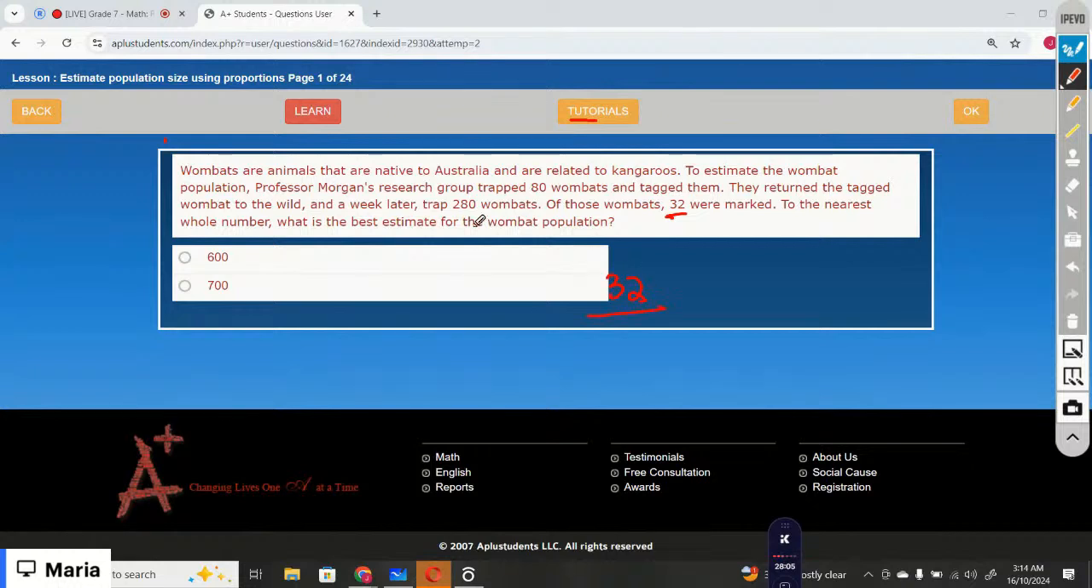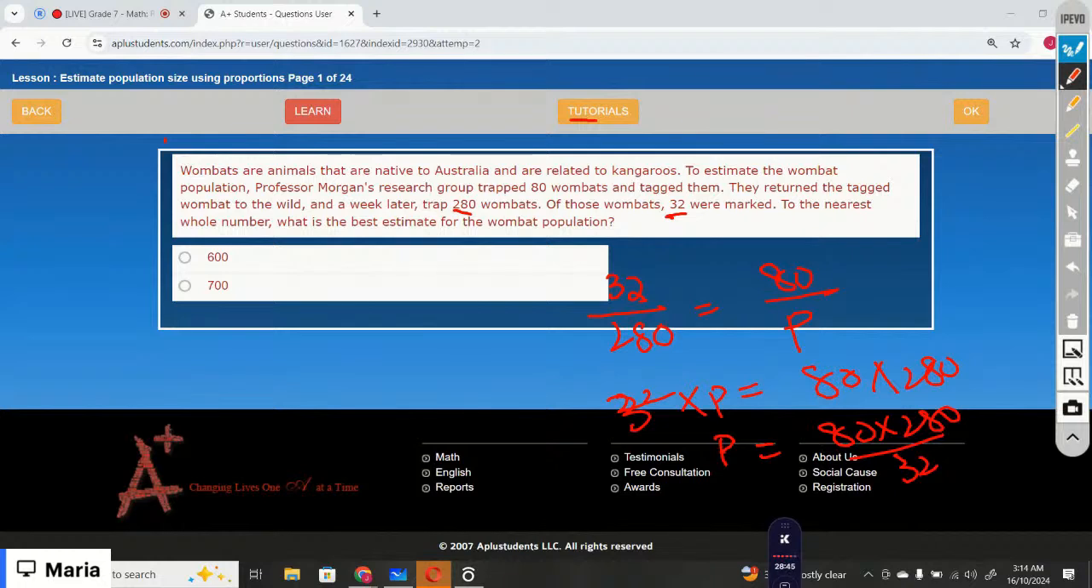32 were marked out of 280. Professor Morgan's research group trapped 80 wombats and tagged them. 80 were tagged. You need to calculate the total population. So solve this for P. 32 times P equals 80 times 280. So that is P equals 80 times 280 divided by 32. So let's just multiply and see which is the correct option.